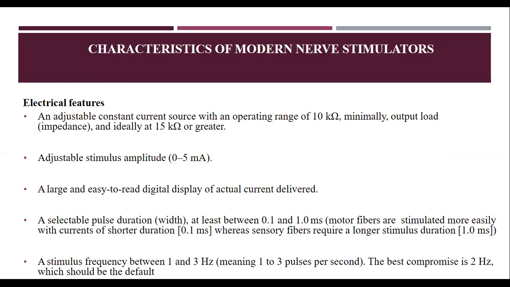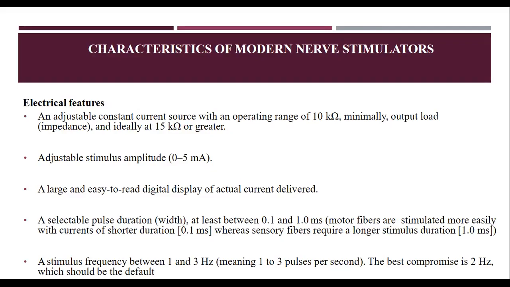Characteristics of modern nerve stimulators. The electrical features are an adjustable constant current source with an operating range of 10 kilo ohm minimally output load impedance, and ideally 15 kilo ohm or greater. Adjustable stimulus amplitude, 0 to 5 milliampere, is the range. A large and easy to read digital display of the accurate actual current delivered. So this also will be displayed in the monitor. Suppose you set a current of 1.5 milliampere, but the actual current delivered is only 0.5 milliampere, then 0.5 milliampere will be displayed on the screen.